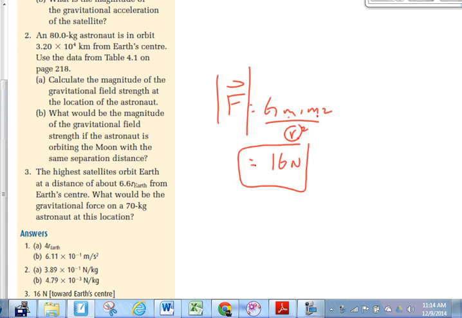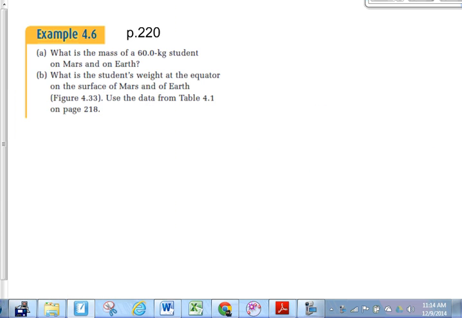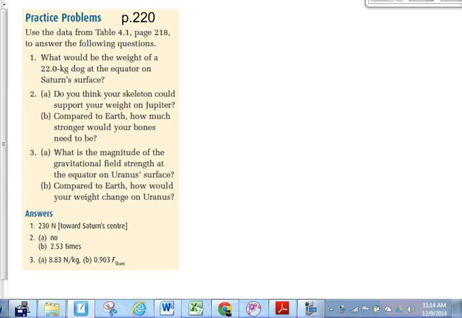How many people did it this way? How many people did it the other way, where they solved for the field caused by the producer and then said F is equal to m times g? Great. Doesn't matter. They both work. This is just a little bit quicker, that's all. Any questions on that? All right. If you haven't already done these 3 questions on page 220, then please do those for homework tonight. All right?